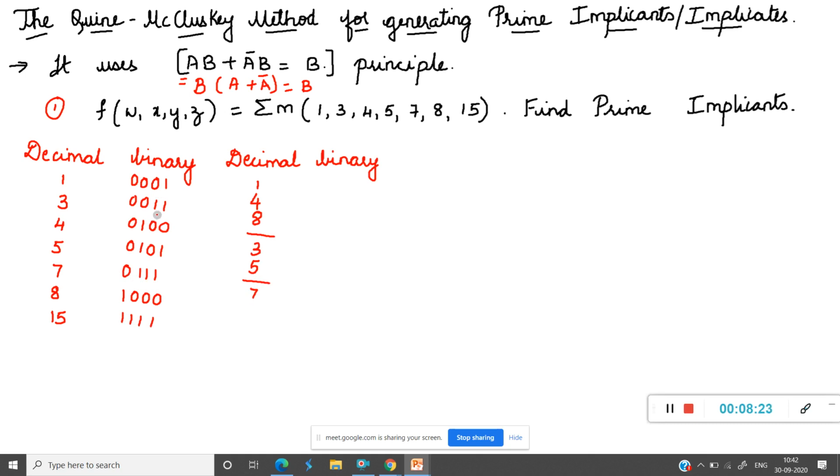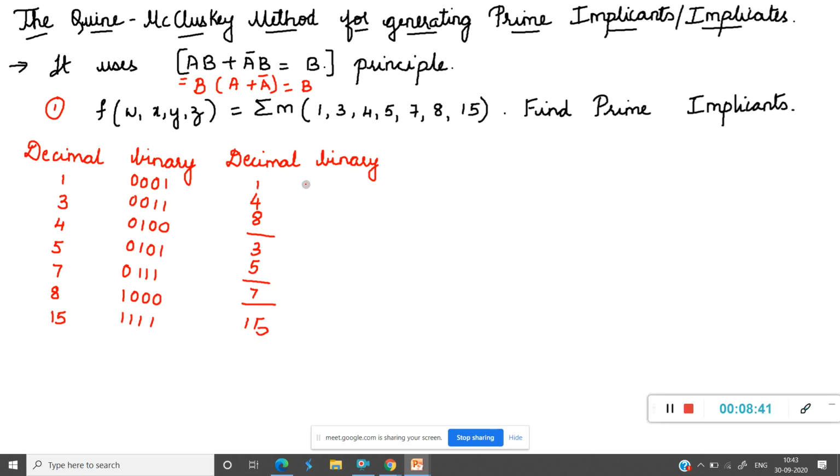Okay. So next, see this is 1, this is 2 ones, this is 1, this is 2, this is 3 ones. Next, any other 3? No. 7 alone belongs to one category. Next 4 ones. 15 alone belongs to next category.